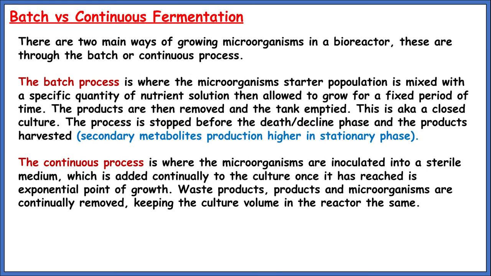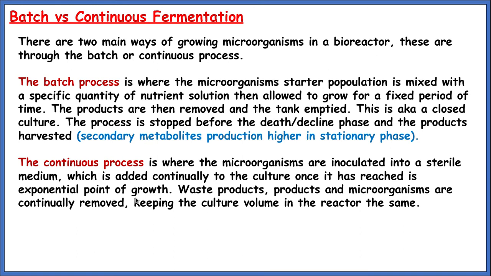So batch process is where you've got the starter population and it's mixed with a specific quantity of nutrient solution and it's allowed to grow for a certain period of time. Now, normally the process is stopped before the death or decline phase, which we're going to look at very shortly in terms of the growth curve. But we want to harvest it before this, as the secondary metabolites are produced. And we're going to again look at what that is very shortly.